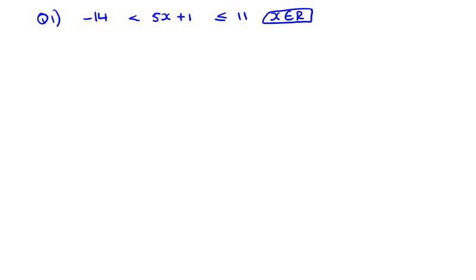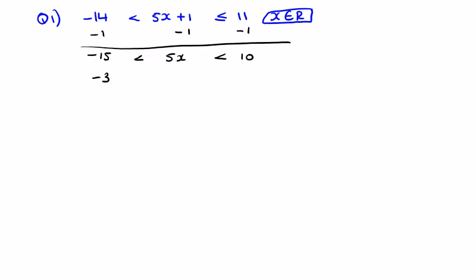Okay, so you guys practice this inequality. Press pause before looking at the solution. Here we go. Get rid of that plus 1 by putting a minus 1 everywhere. So we get minus 15 is less than 5x, is less than 10. Again, divide by 5, minus 3, less than x, less than 2.